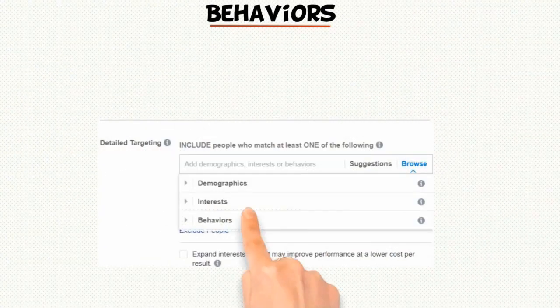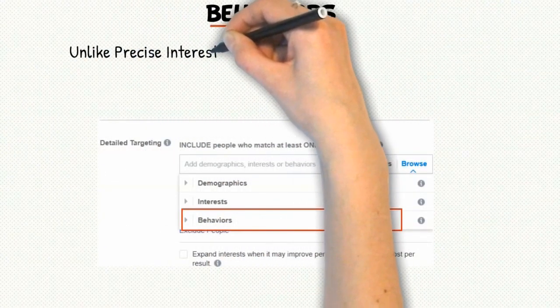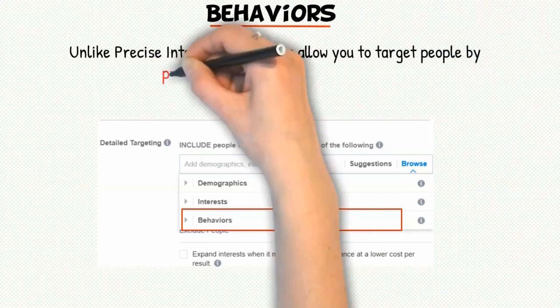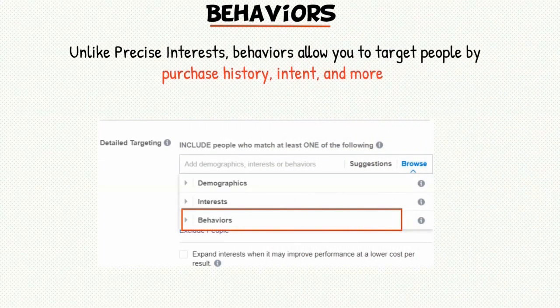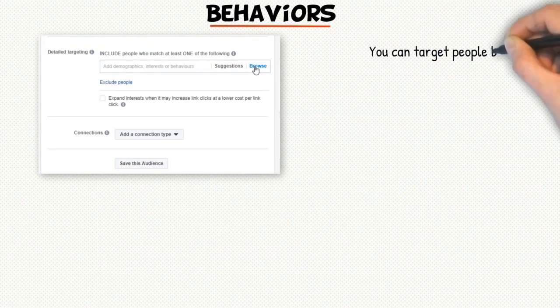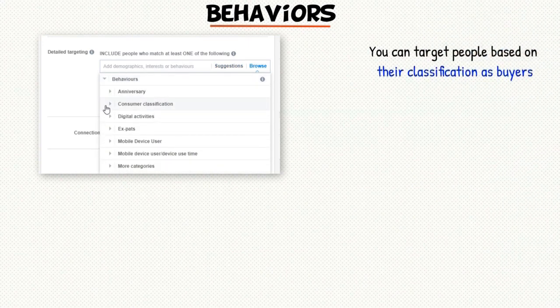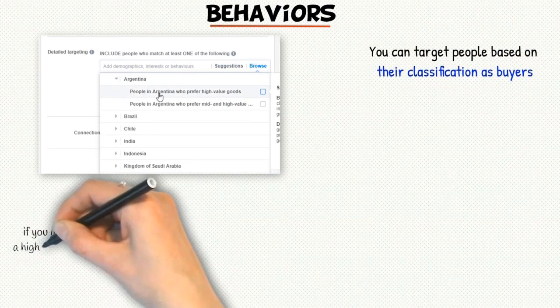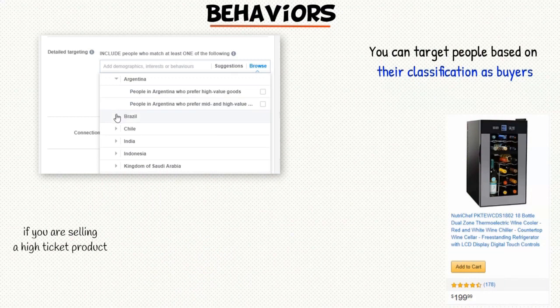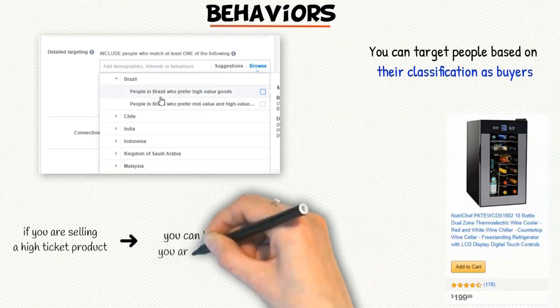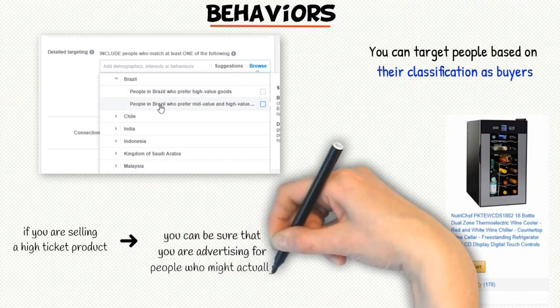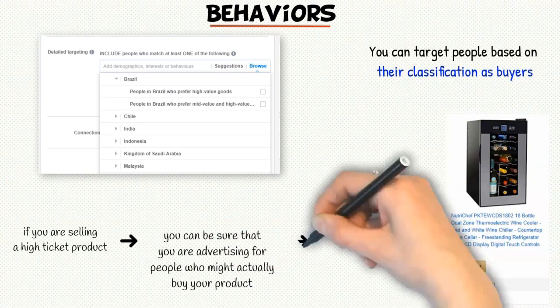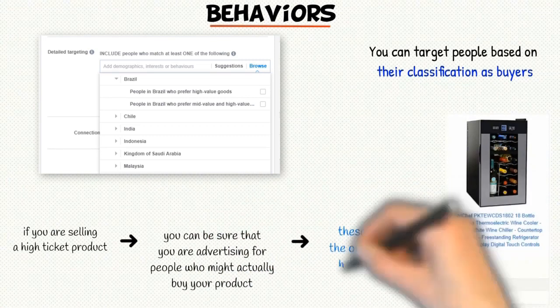Behaviors. Unlike precise interests, behaviors allow you to target people by purchase history, intent, and more. You can target people based on their classification as buyers. So if you are selling a high-ticket product, you can be sure that you are advertising to people who might actually buy your product. And these people are the ones who prefer high-value goods.